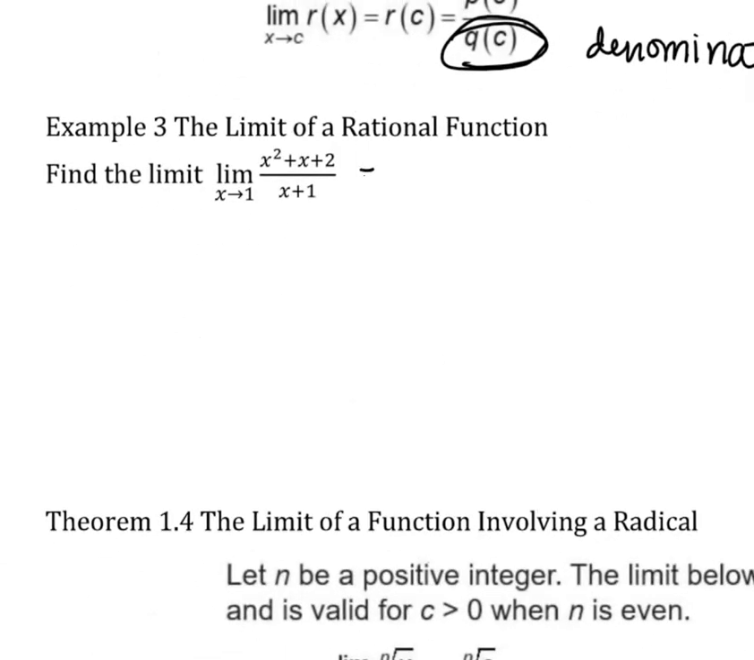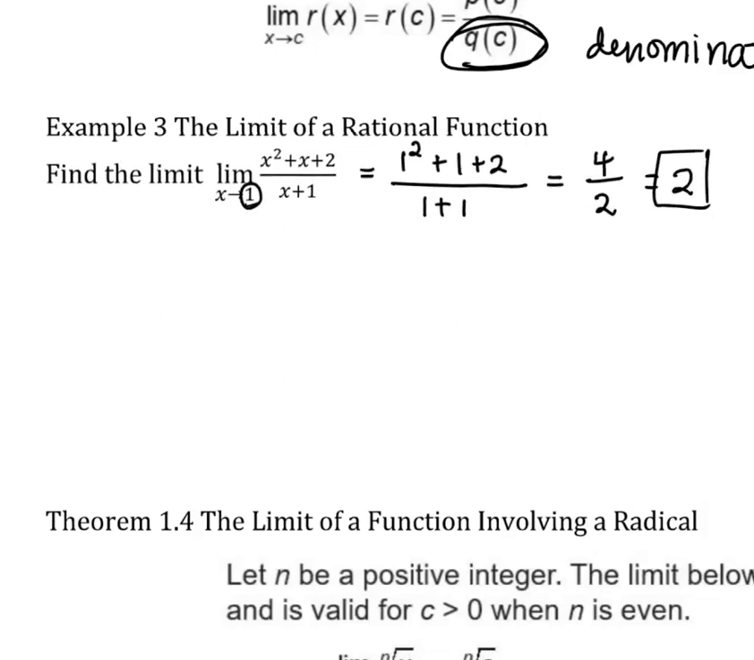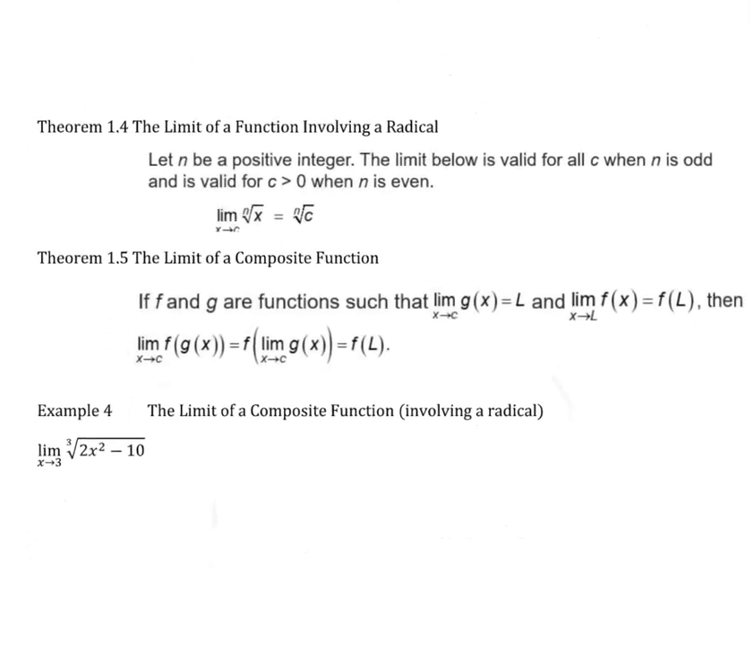So for example 3, coming in with direct substitution, I'm going to be taking all of the x's that are in this rational function and replacing them with 1. And I'm left with 2 as my answer, and so this limit is equal to 2.